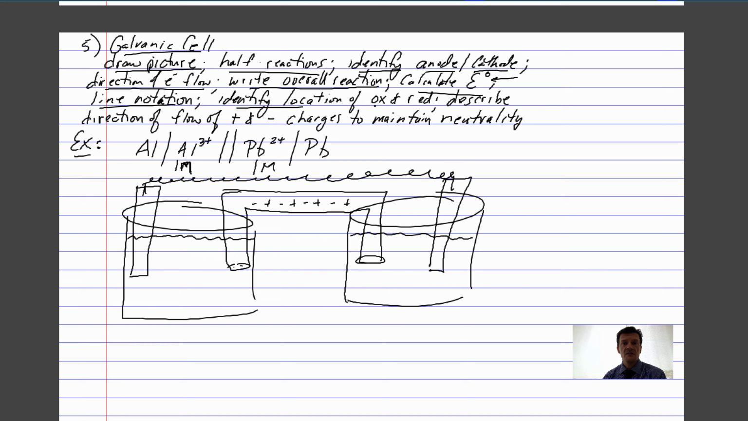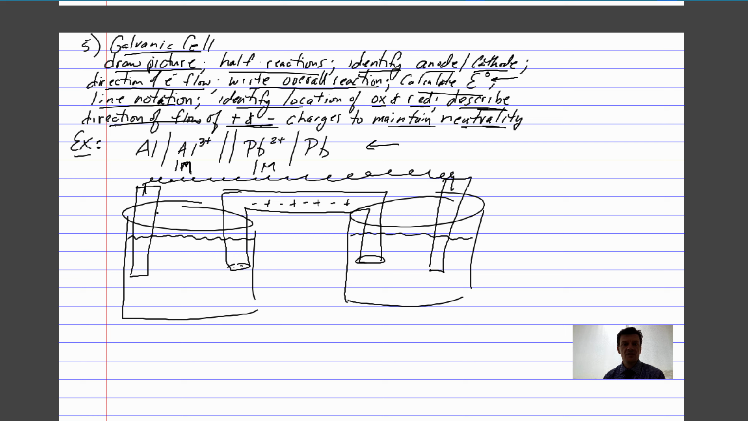Identify the location of the oxidation and reduction. Which side is oxidation happening? Which side is reduction happening? Describe the direction of flow of the positive and negative charges either in the salt bridge or through the porous membrane in order to maintain neutrality. So here's an example. If you're given, I think this is actually number 6 from the worksheet, if you're given this line notation, you should be able to draw a generic galvanic cell.